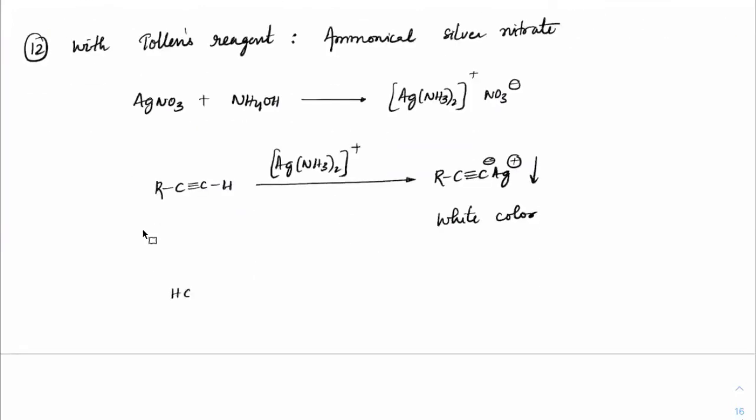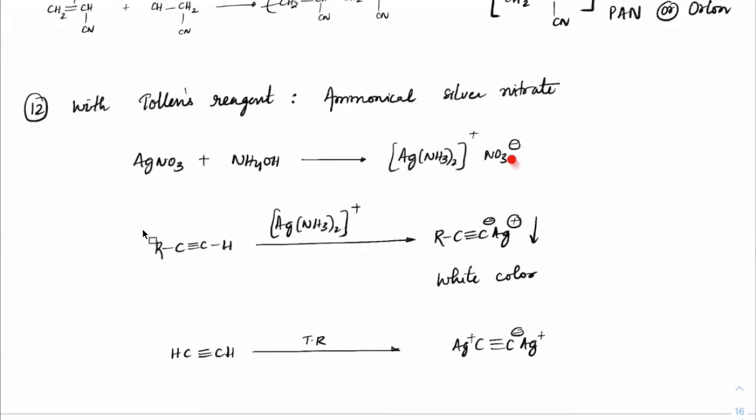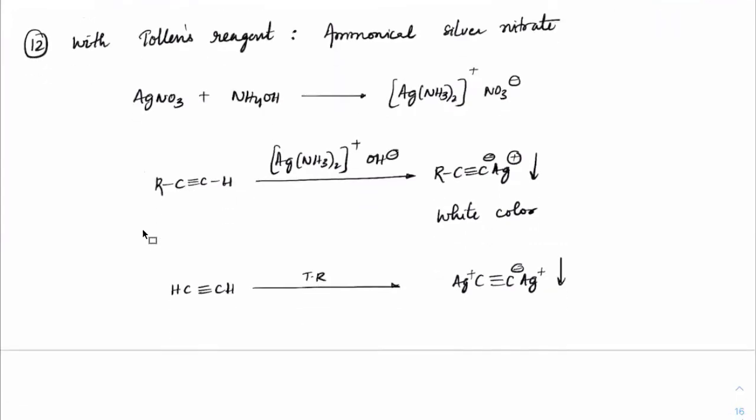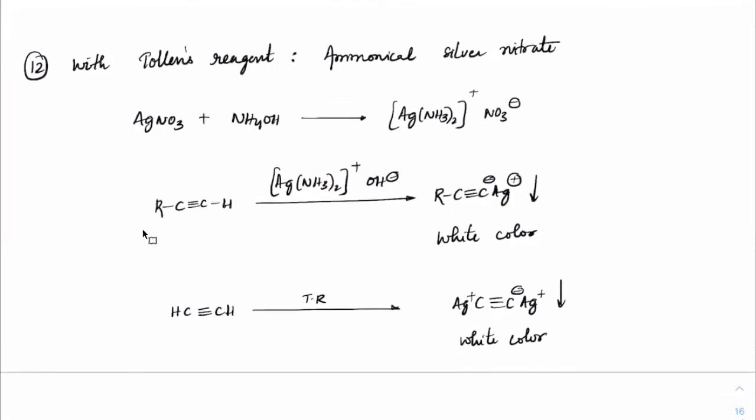Even if you have H on both sides, which means both sides are terminal, with Tollens reagent we will get Ag plus minus C triple bond C minus Ag plus. See here, OH minus is already there, no? There is always OH minus present in the solution, and that is the one which will extract this proton and make it form a precipitate. Okay. This reaction otherwise does not go in the forward direction unless precipitate formation is observed. So there will be a white precipitate forming.